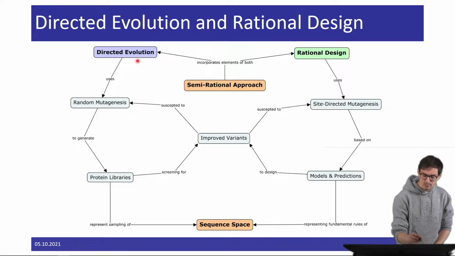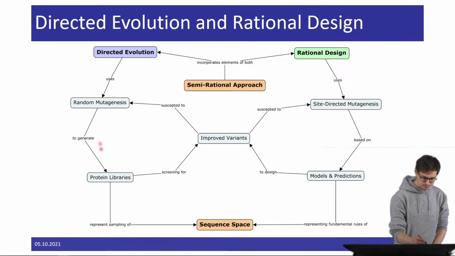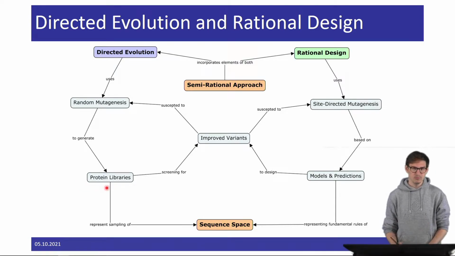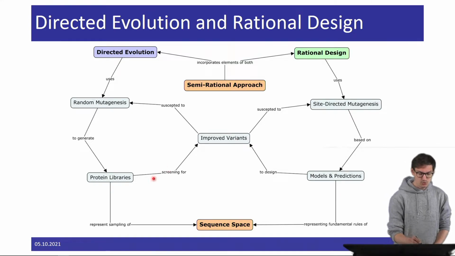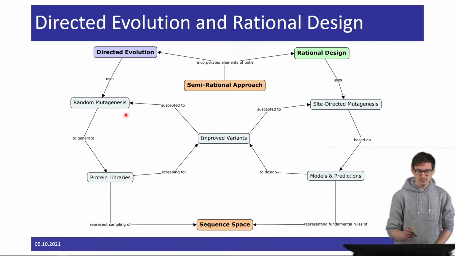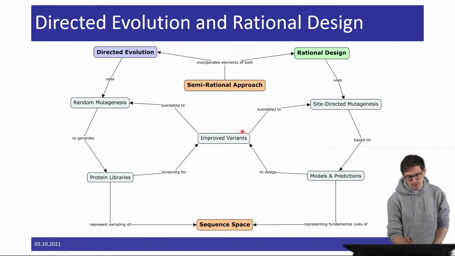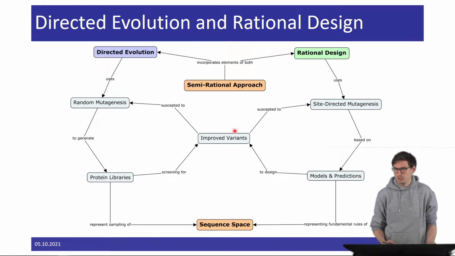A directed evolution campaign uses a technique called random mutagenesis. So you randomly generate variants, and these then make up a protein library. So you have, for example, hundreds or thousands of different variants that you have generated randomly, and then you screen among those for improved variants. And these variants are then subjected again to random mutagenesis to try and find new improved variants. And at some point you can decide to stop, essentially.